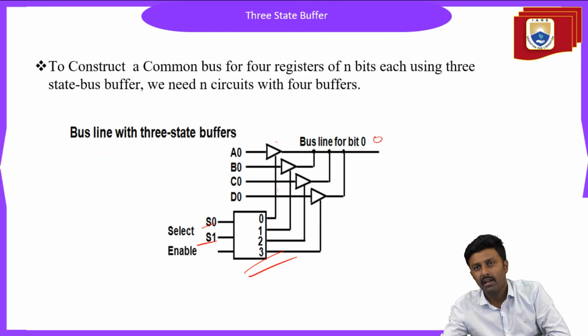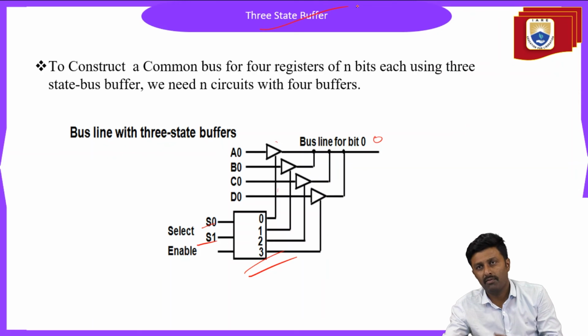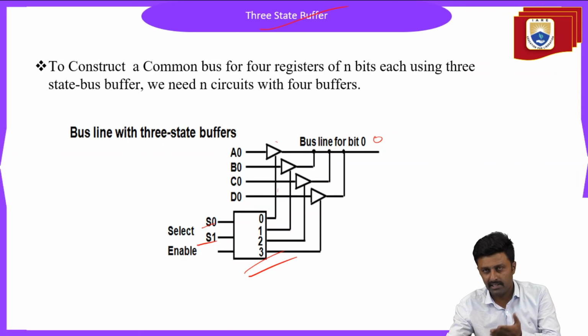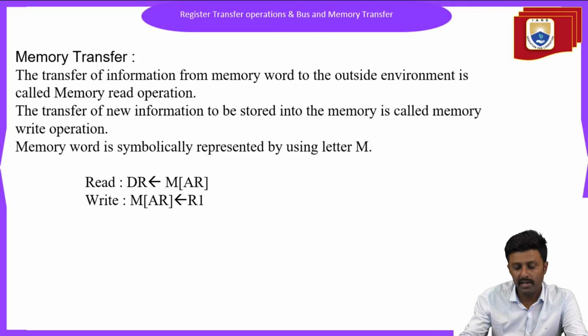So in this slide, we have seen that instead of using multiplexers for constructing buses, we can use tri-state buffers for building the buses, for 4 bits or 8 bits. Then we'll discuss memory transfers.